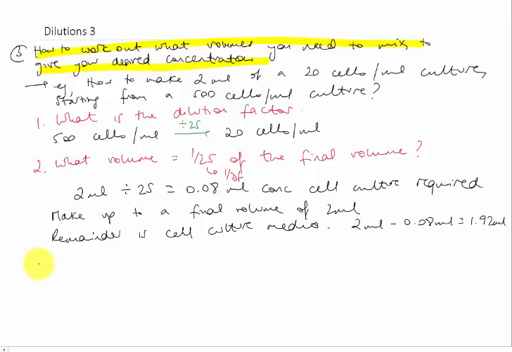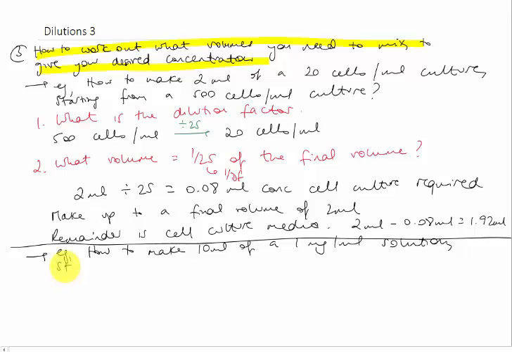So let's just quickly do another example. This one isn't using cells, this is using a chemical. How would you make 10 mils of a 1 milligram per milliliter solution starting from a 50 milligrams per milliliter stock solution? That's the word we use in the lab for the concentrated solution.